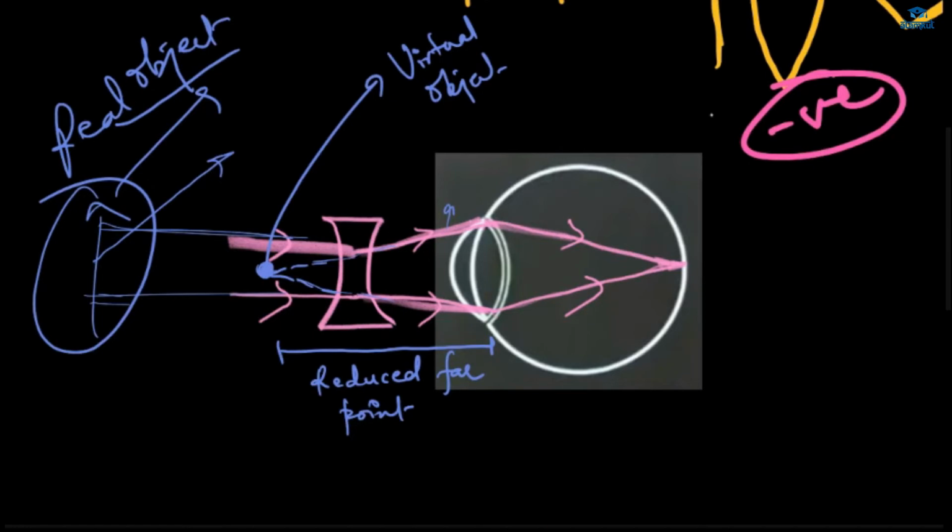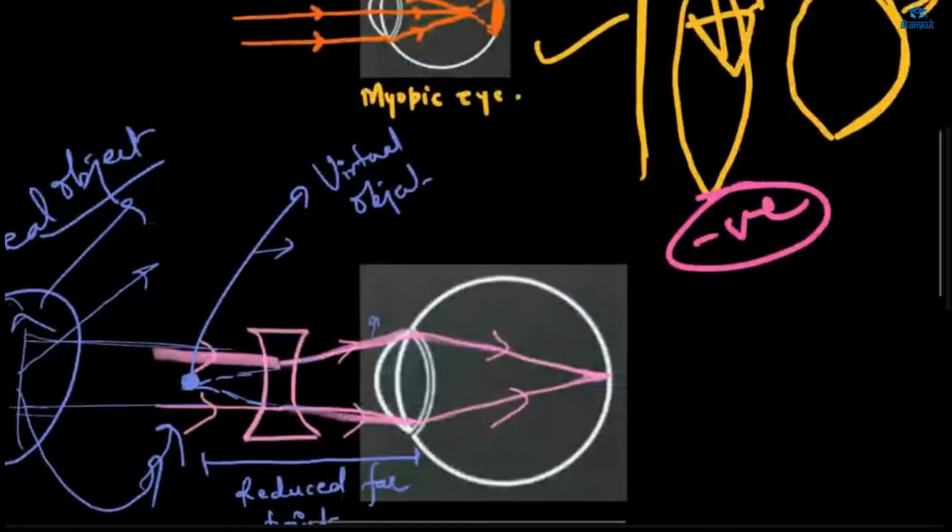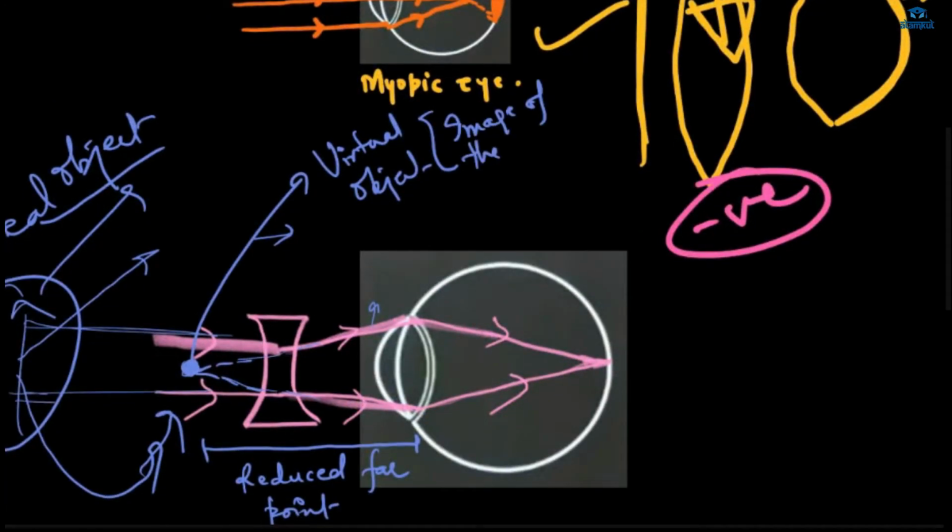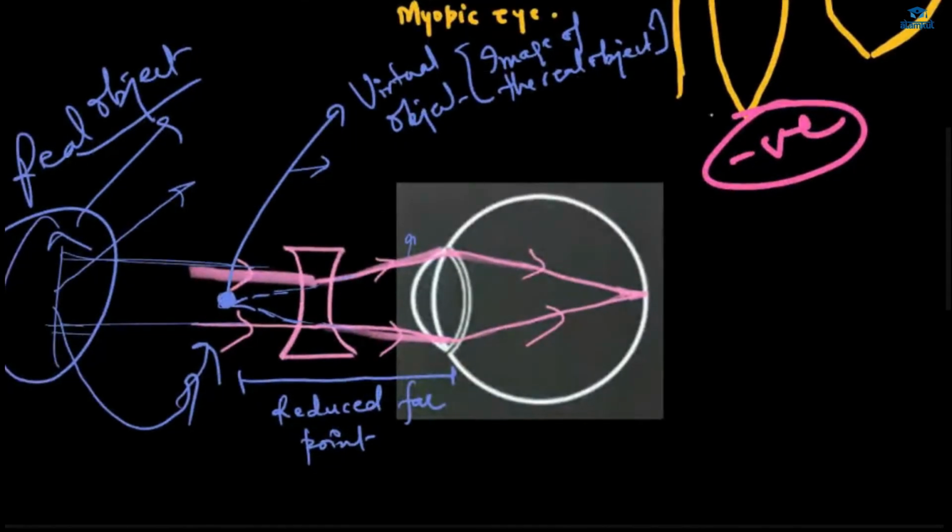It will meet somewhere here. It will be the virtual object. It's actually the image of this real object. The image of this real object has got made here, right? यहाँ पर ये बनी है, image of the real object, which is called virtual object. This is the image of the real object, which is called virtual object.